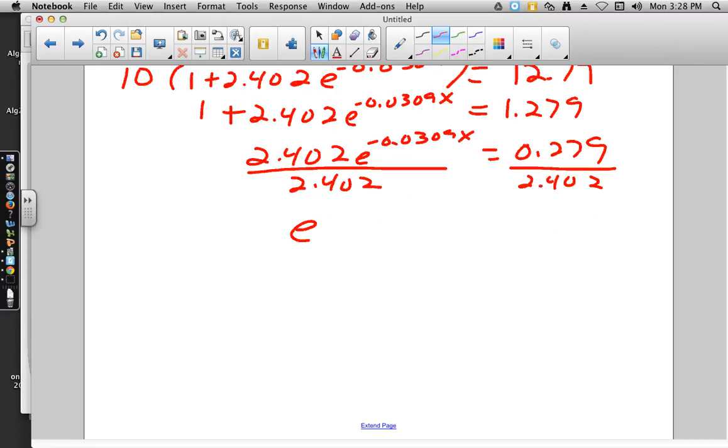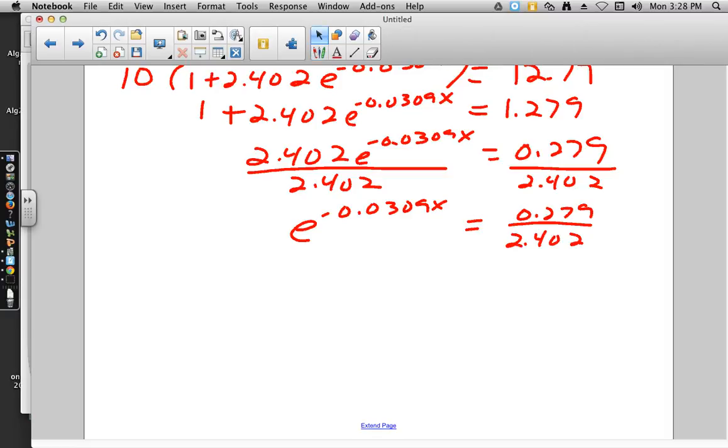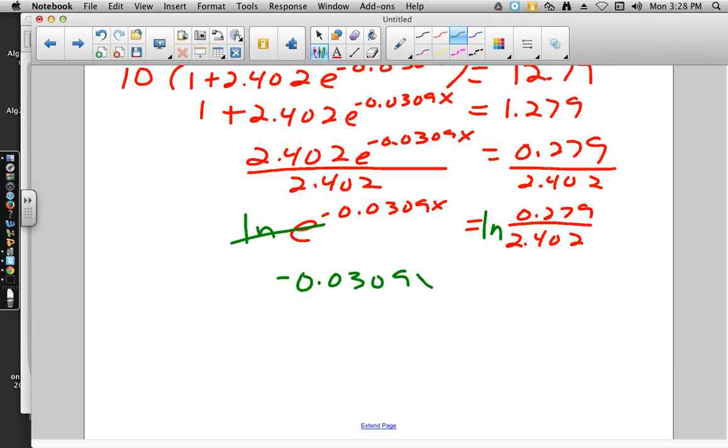And we would have e to the negative 0.0309x equals 0.279 divided by 2.402. Notice I'm not punching that in at this point because I want an exact answer. And the way that I gain access to that x is by getting rid of that base of e by taking the natural logarithm of both sides. These will cancel each other out because they are inverses of one another. And we'll have the natural log of 0.279 over 2.402.